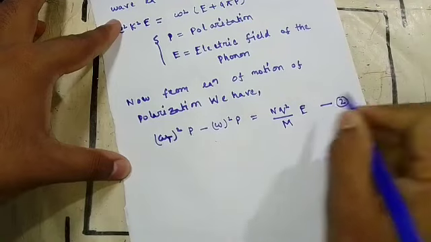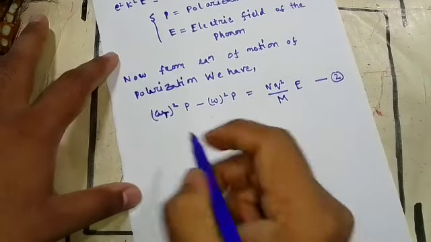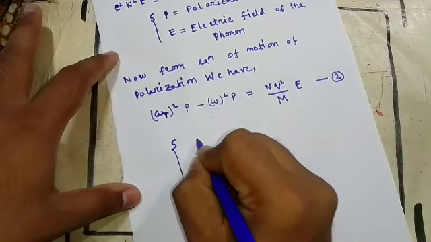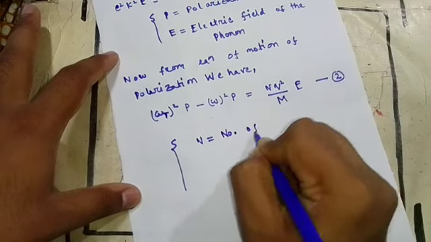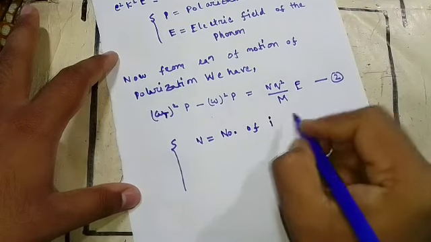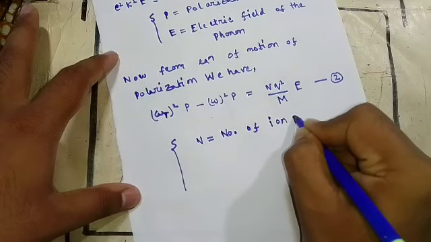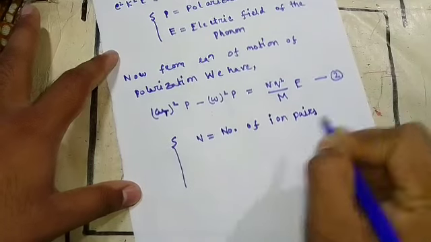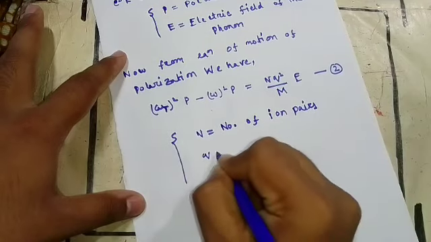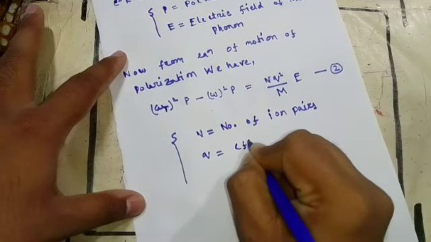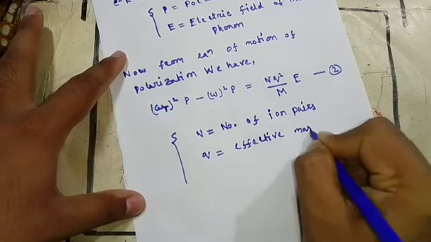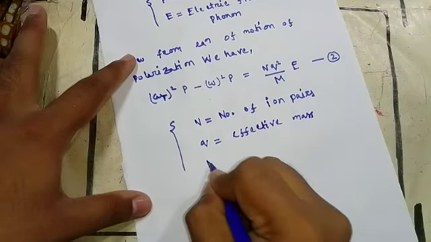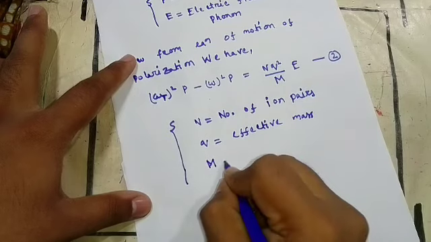This is equation 2. Here n is the number of ion pairs, and q is the effective charge. M is the reduced mass.